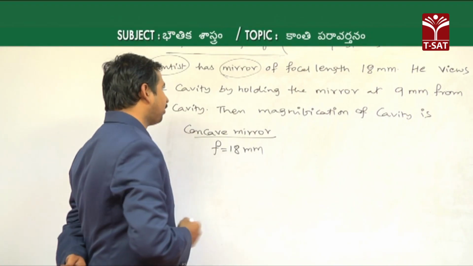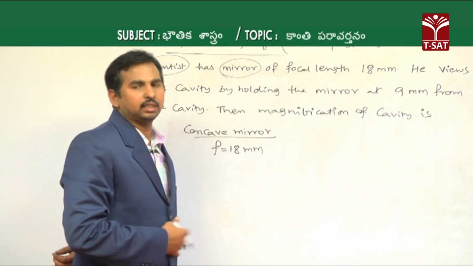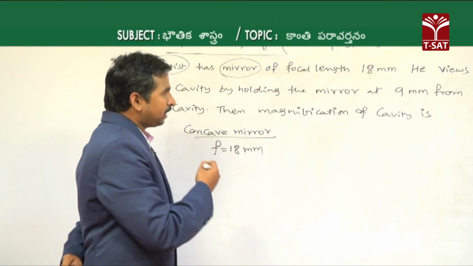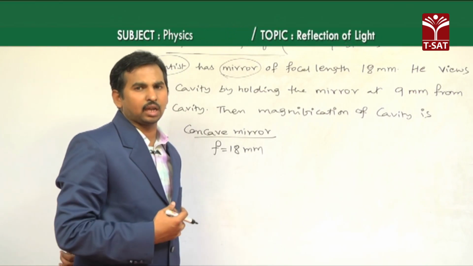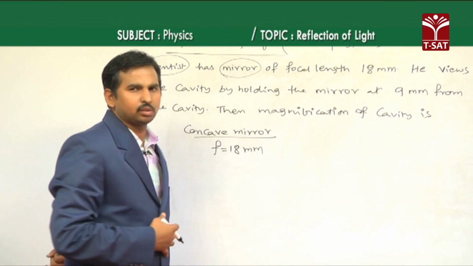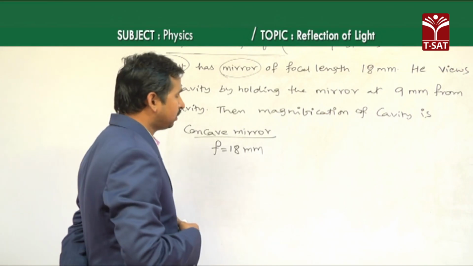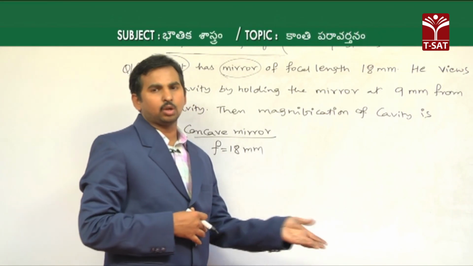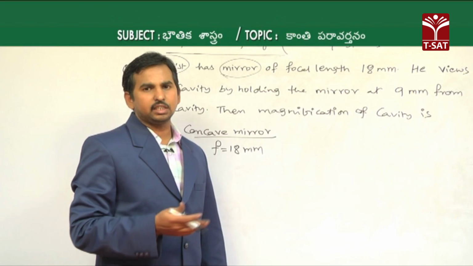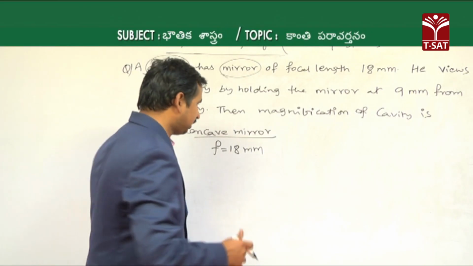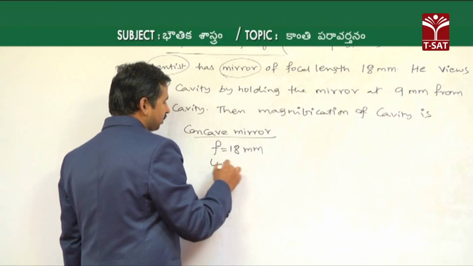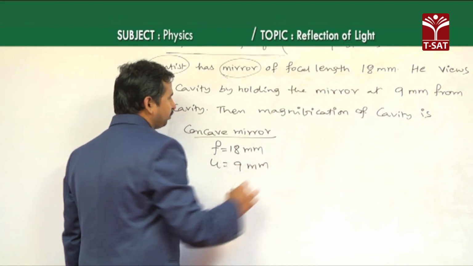And he views the cavity by holding the mirror at 9 mm. So, he is placing the mirror near the cavity so that the distance is 9 mm, which means nothing but the distance between the object and the mirror. As it is the distance between object and the mirror, that is going to be our object distance, which is 9 mm.